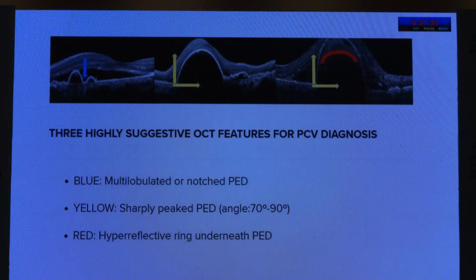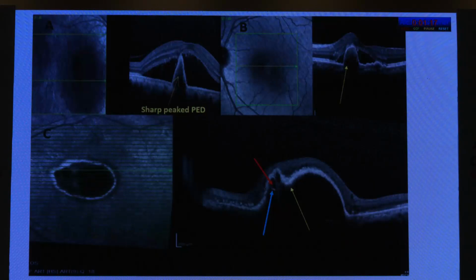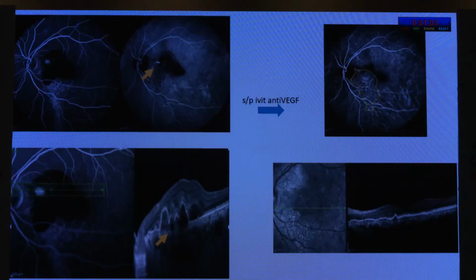So on OCT, how do you diagnose the PCV features? In this picture you see there is a multilobulated or notched PED in the left picture. In the middle picture you see there is a sharp peak PED where the angle is 70 to 90 degrees. And in the third picture you see there is a hyperreflective ring underneath the PED. So again, this is a sharp peak PED, this is a thumb-like PED, and here you see the presence of a hyperreflective ring along with a hyporeflective lumen, which is indicative of a polyp on OCT.